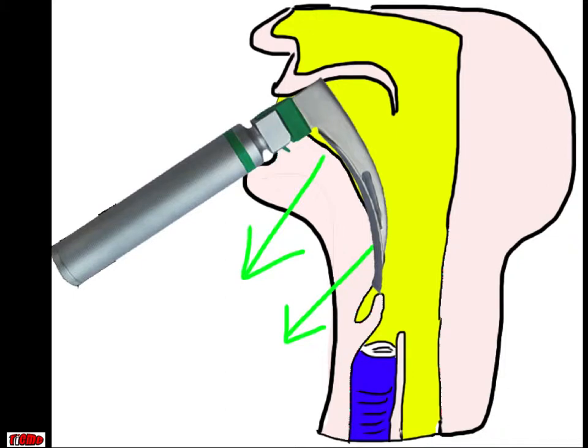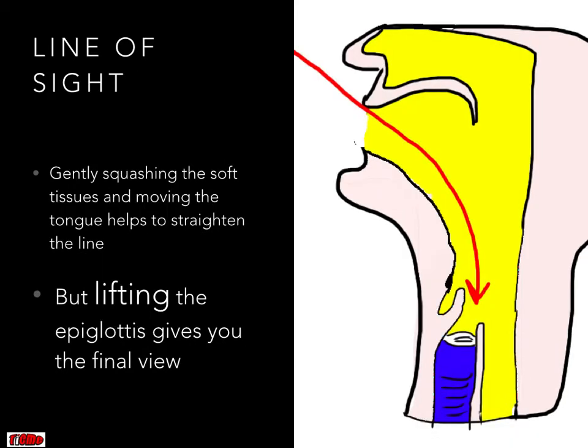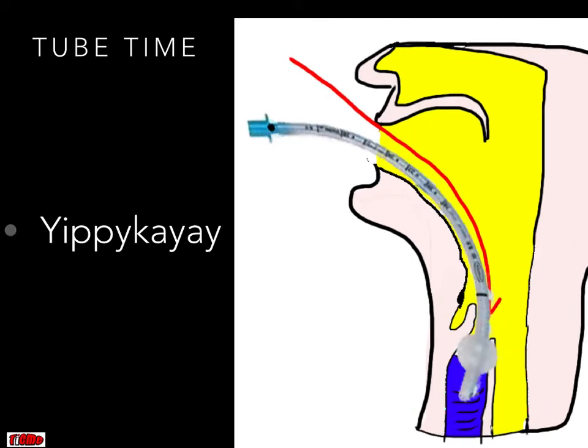Now you can see that it's shaped to conform to that curvature of the mouth that we've created with our position. And so what we're going to do is place it into the vallecula, and that's going to help us straighten out that field of view finally. So you can gently squash the soft tissues and move the tongue out of the way to help straighten out that line. But the final thing you need to do is lift the epiglottis, which then clears your vision away and you can see the chords. And once you've achieved that, the tube should be able to pass straight through the chords and into the trachea where you want it to be.